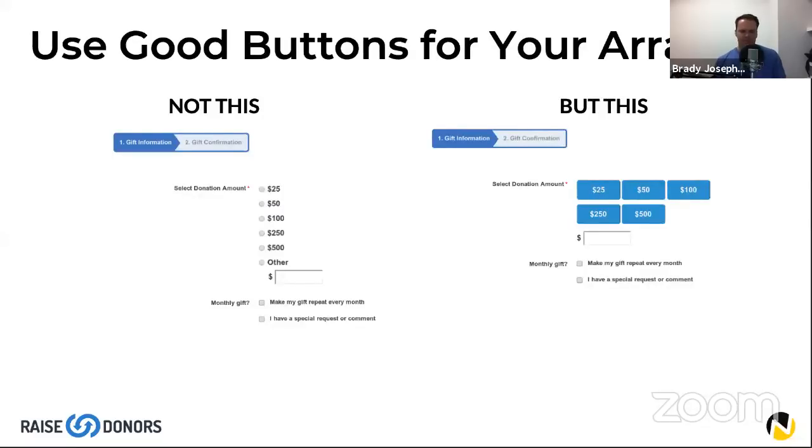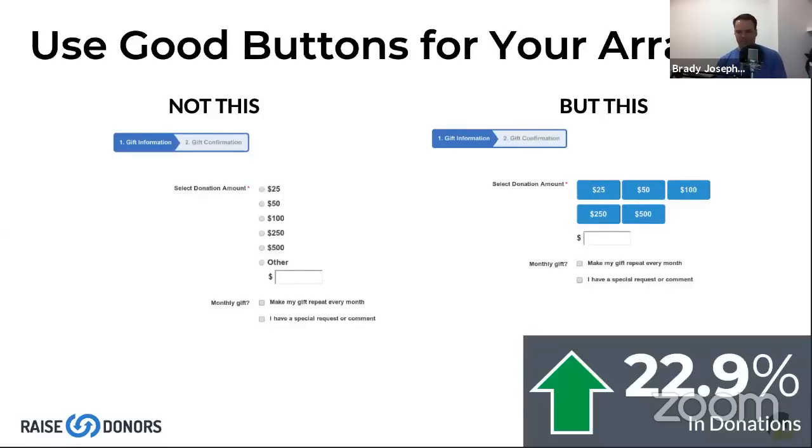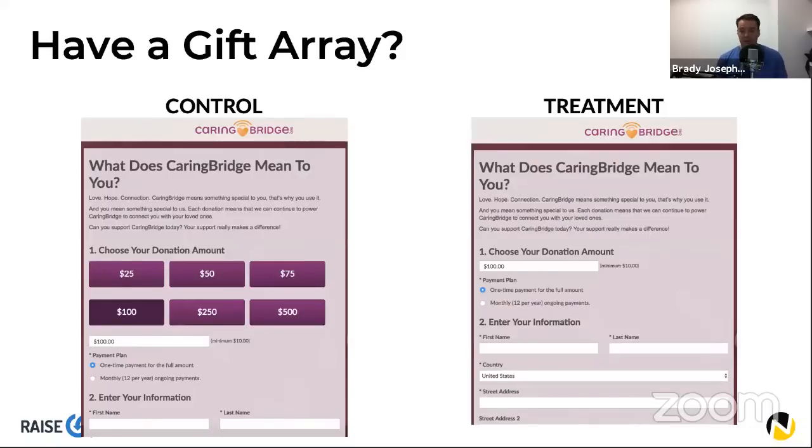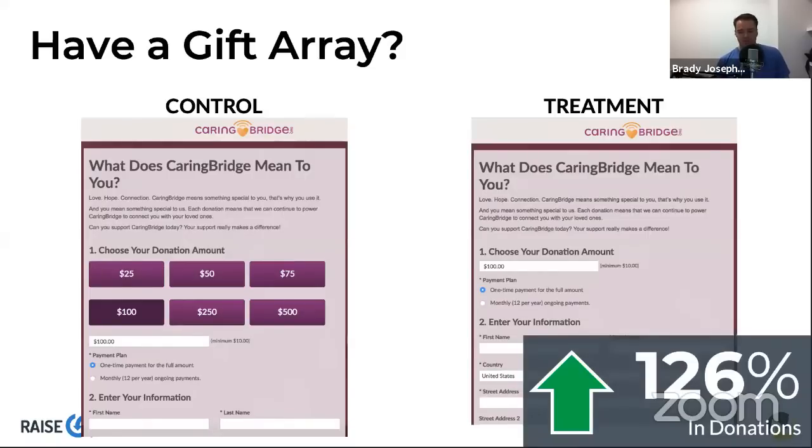This is an example of those crappy radio buttons, which are extra crappy on mobile, versus nice selected buttons that increase giving. We've seen this a lot. So if you're using radio buttons, find a way to avoid that. And then even, should you use an array at all? This is one of my favorite experiments. It's counterintuitive, but just by removing the array, we saw a 126% increase in donations.